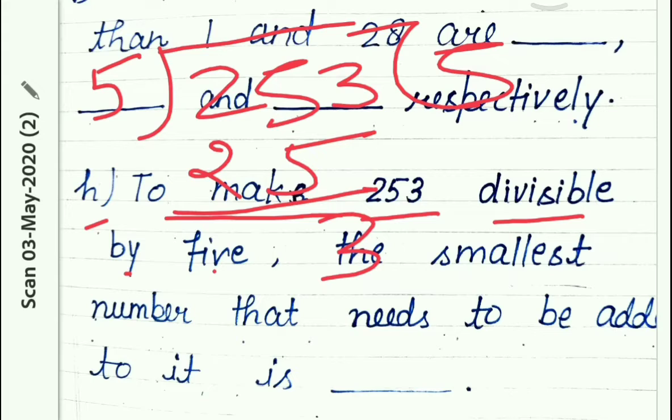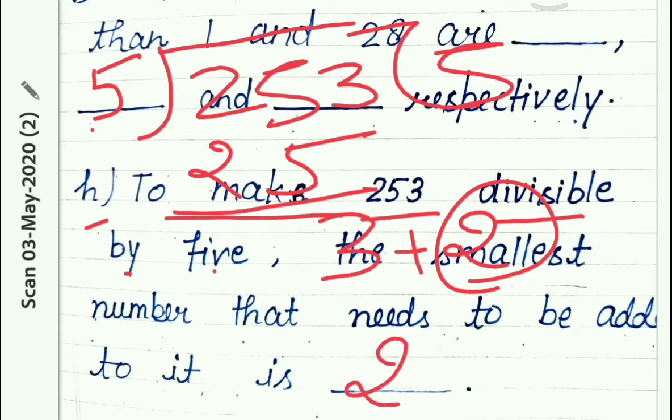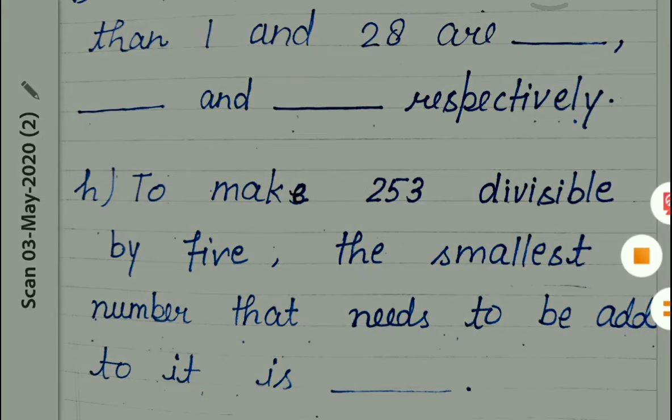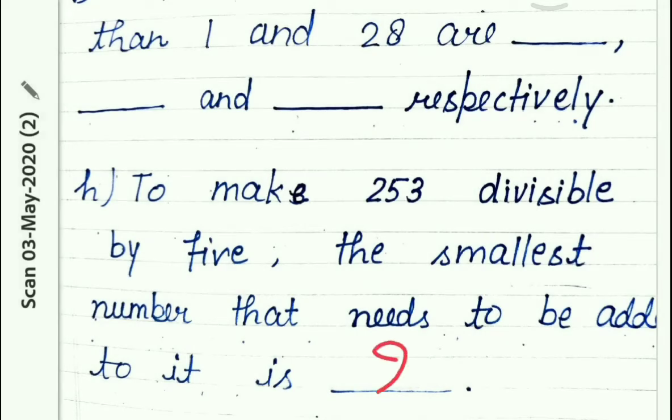So what will be next after 1? 2. 3 plus 2 is equal to 5, and 5 by 5 is divisible. So if we add 2 here, the smallest number coming is 2. So 5 by 5 is divisible. So the smallest number that needs to be added is the required number 2. Is that clear? So the answer will be 2 only. Okay, and what was the answer here? 1 and 28 are... he was asking for factors. So the first number will be 2, then 4, and the next one is 7.